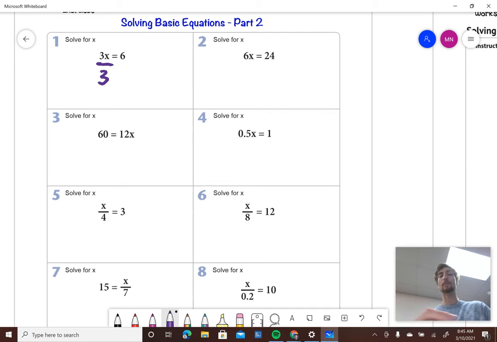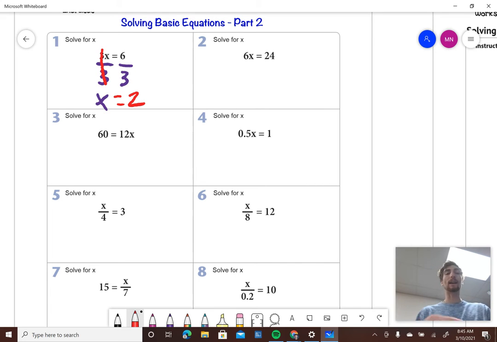And I can show division by putting it as a fraction over 3. Same thing over here, 6 divided by 3. And this is going to give me just x on this side, because this 3 and that 3 cancel out. And then 6 divided by 3 gives me 2, so x equals 2.